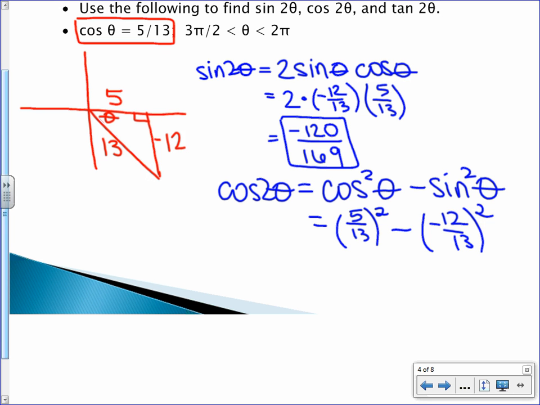So now we're just subtracting fractions. Here we have 25 over 169 minus 144 over 169. What is that? And it would be negative, right?